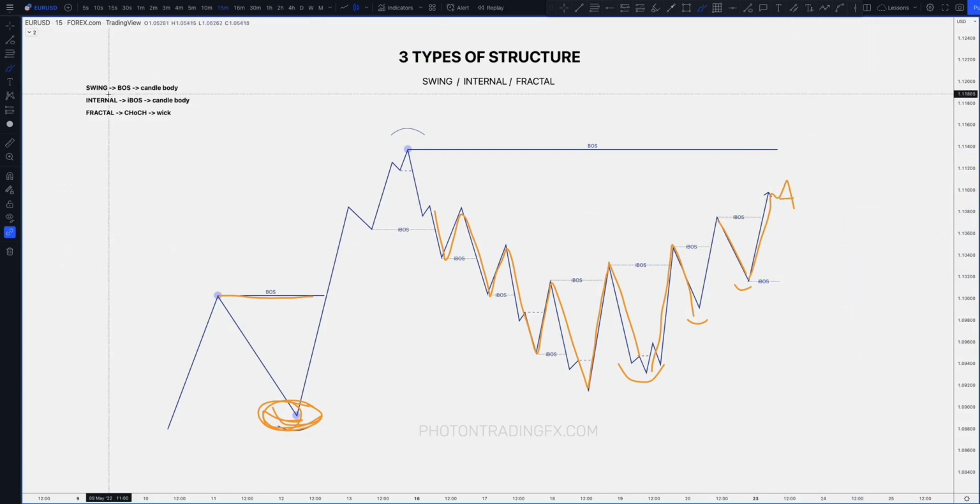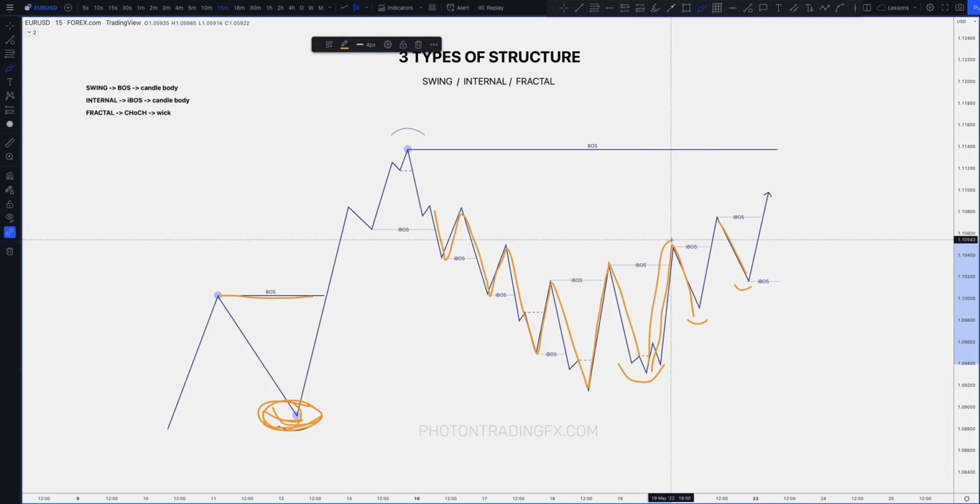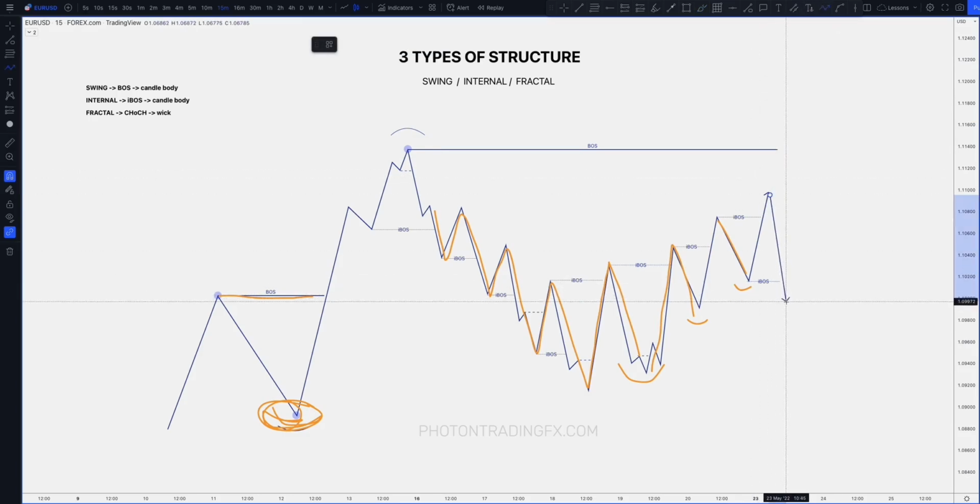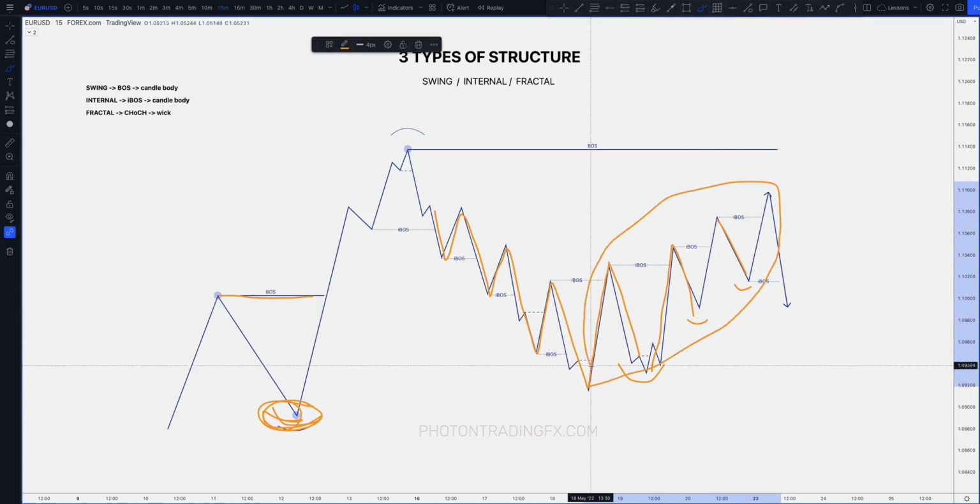But what we're now focusing on is those larger internal swings, remember? So if we get that, this larger internal trend continues, but then it fails to take out the swing high, and then we get the bearish IBOS here. Now, this leg of price action, that bullish internal trend, it failed to do its job, which was to take out the swing high.